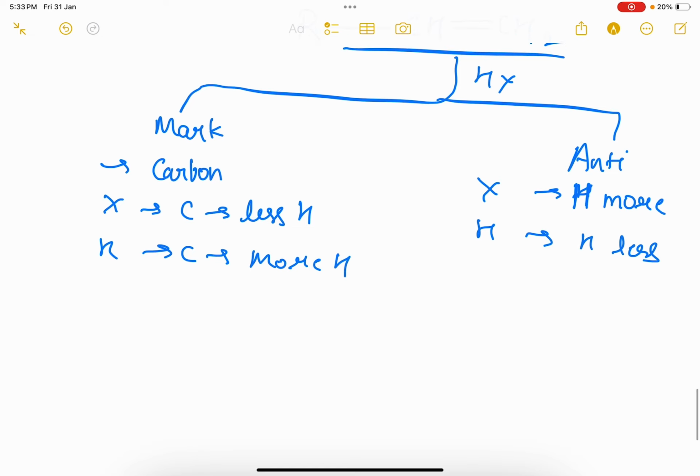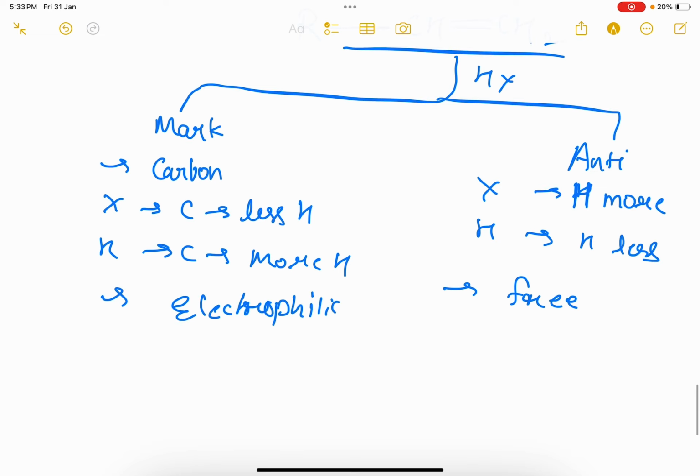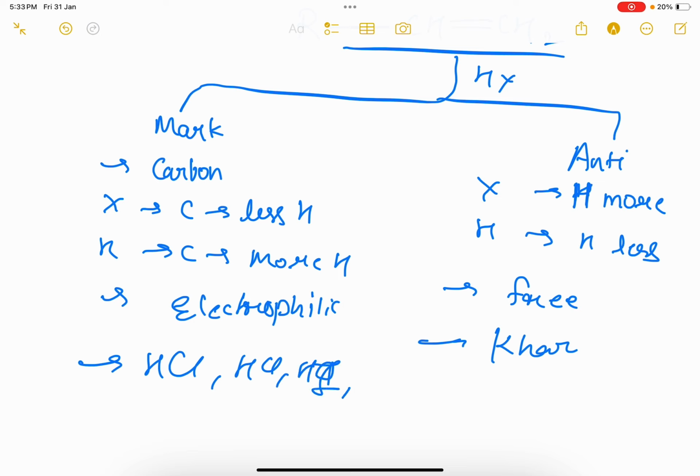It is a free radical reaction, and Markovnikov addition is an electrophilic addition reaction. It is also called the Kharasch effect. It could be considered for HCl, HBr, HI and HF, but it is observed only with HBr.